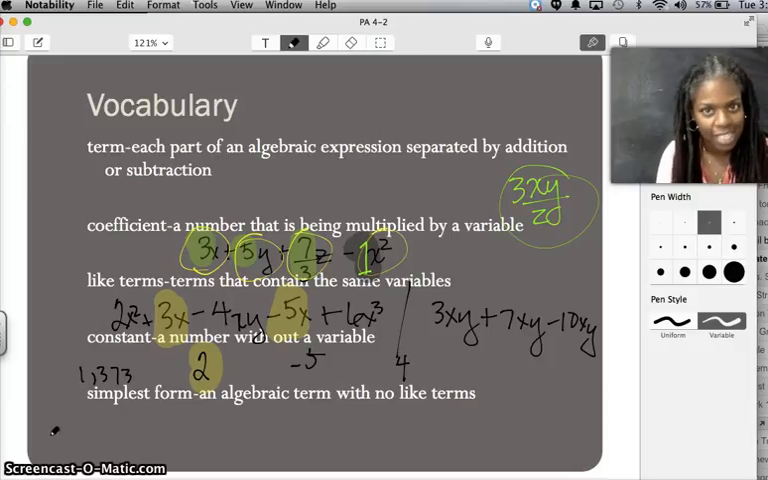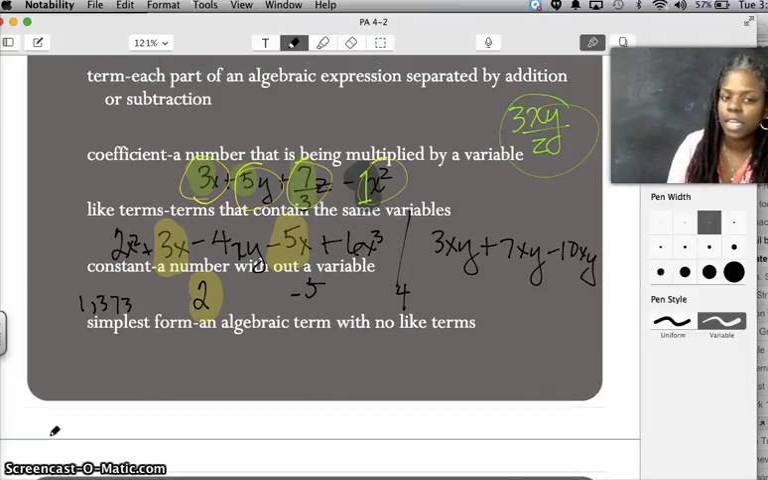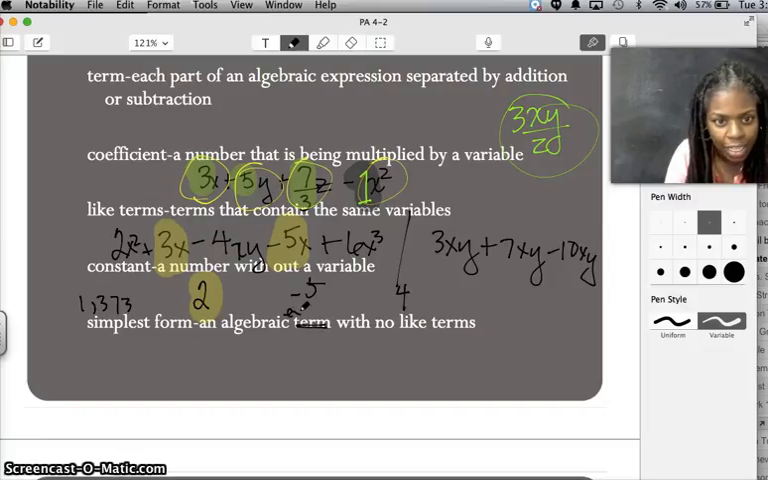1,373 is just that. A number by itself that's not being multiplied next to a variable, those are called constants. Finally, simplest form. It's an algebraic expression with no like terms. Let's think about what that looks like.